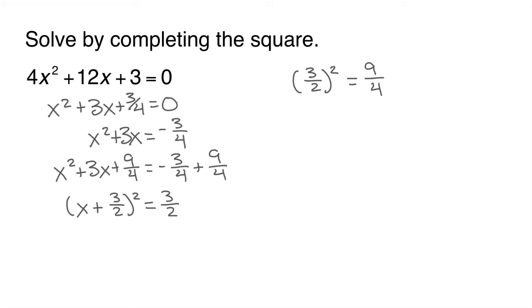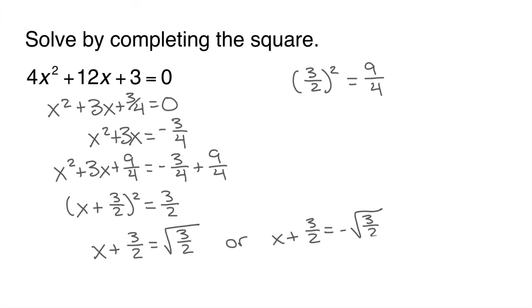Now we're ready to use the square root property. The square root property tells us that x plus 3/2 is equal to the square root of 3/2, or x plus 3/2 is equal to negative the square root of 3/2. In both of these equations, we can rationalize the denominator on the second term by multiplying by the square root of 2 over the square root of 2. And we have the square root of 6 over 2.